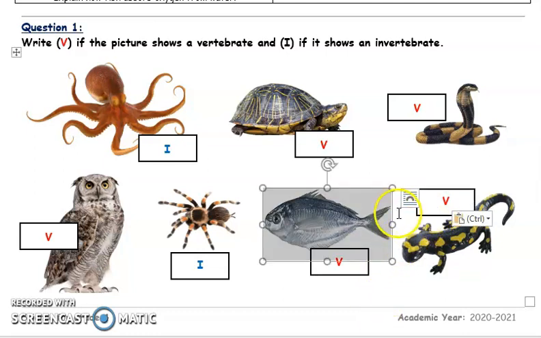Turtles, snakes, owls, fish, lizards are vertebrates. These animals show a spine, a vertebral column, or a backbone. These are three words for the same part of the body: the backbone, the spine, the vertebral column. Why? The octopus and the spider are not vertebrates. They have no bones in their bodies, so they are invertebrates.